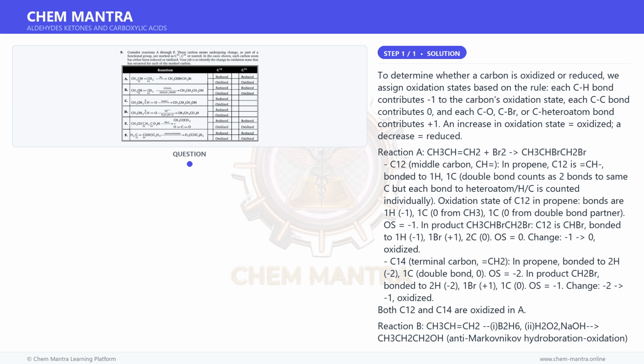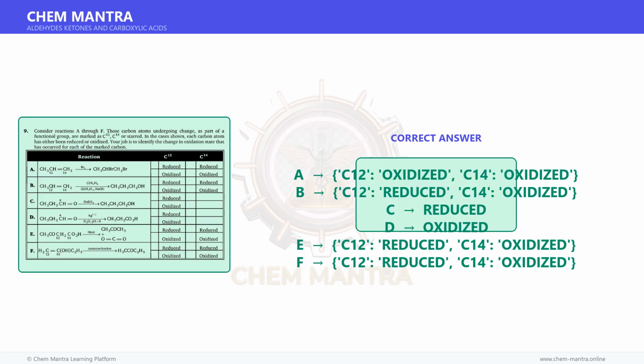Therefore, the correct answer is: A, C12 oxidized, C14 oxidized. B, C12 reduced, C14 oxidized. C, reduced. D, oxidized. E, C12 reduced, C14 oxidized. F, C12 reduced, C14 oxidized. Therefore, the correct matching is A matches C12 oxidized, C14 oxidized; B matches C12 reduced, C14 oxidized; C matches reduced; D matches oxidized; E matches C12 reduced, C14 oxidized; F matches C12 reduced, C14 oxidized.